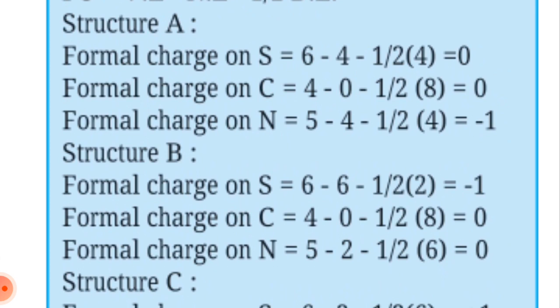Structure A. Formal charge on sulfur is equal to 6 minus 4 minus 1 by 2 multiplied by 4, equal to 0. Formal charge on carbon is 4 minus 0 minus 1 by 2 multiplied by 8, equal to 0. Formal charge on nitrogen is 5 minus 4 minus 1 by 2 multiplied by 4.